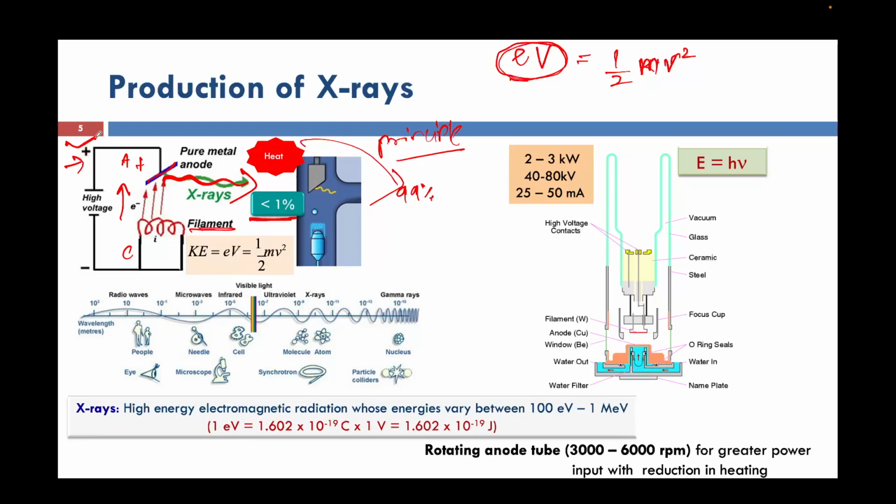A highly positive potential is given, due to which the electrons from the cathode side are accelerated and they hit this metal anode, right? When they hit this metal anode, X-rays are generated. And remember, this metal anode is sometimes called the anode, and sometimes it is also called the target material.